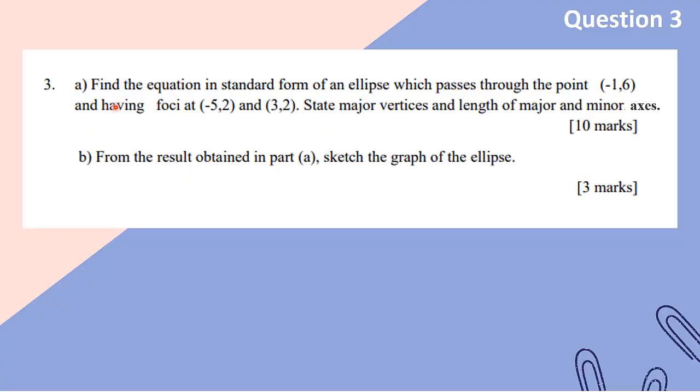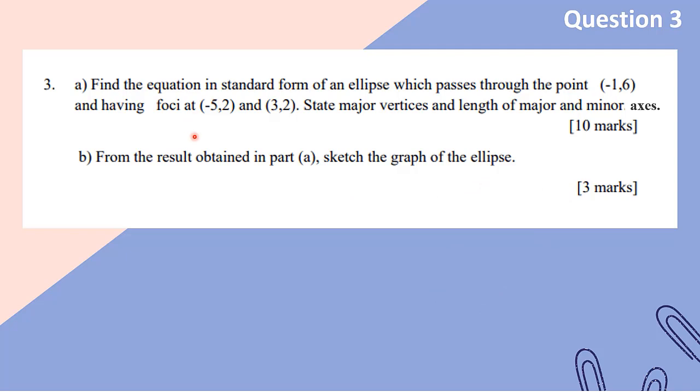Question 3. Find the equation in standard form of an ellipse which passes through the point -1, 6 and having foci at -5, 2 and 3, 2. Then we have to state the major vertices and the length of major and minor axes. And then from the result obtained in part A, we have to sketch the graph of the ellipse.